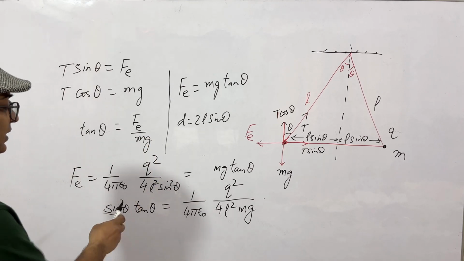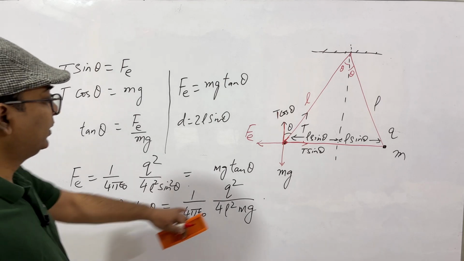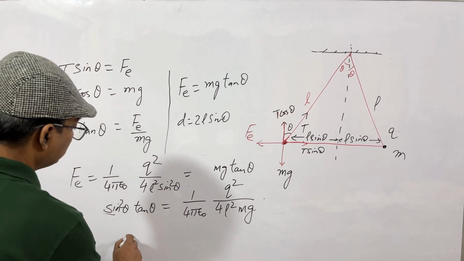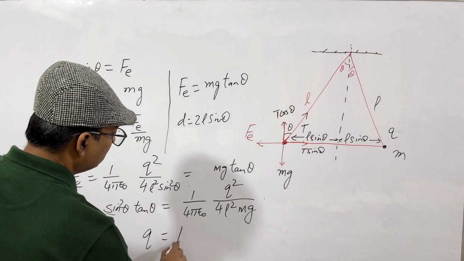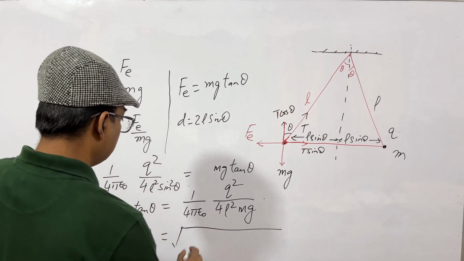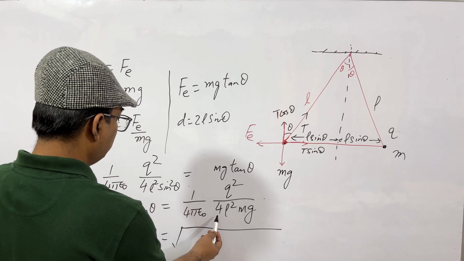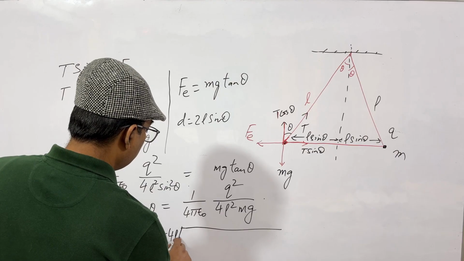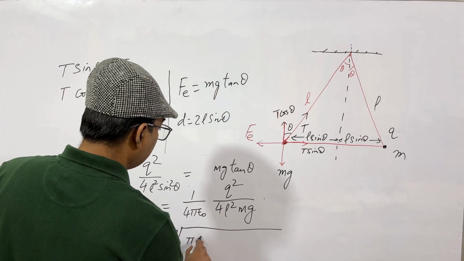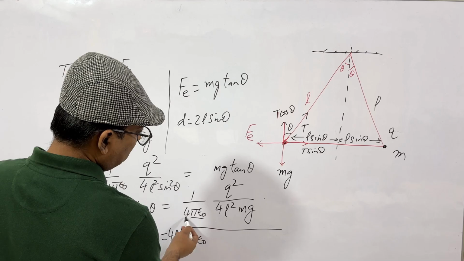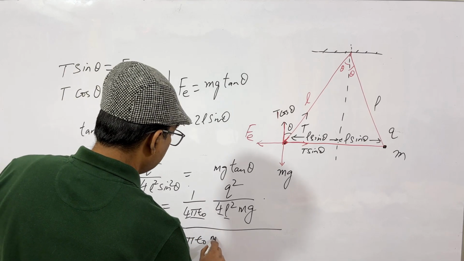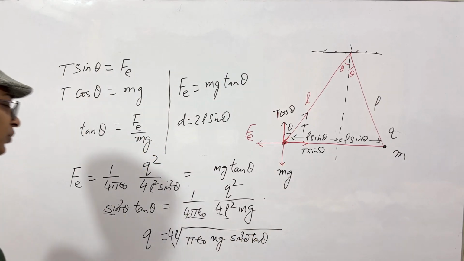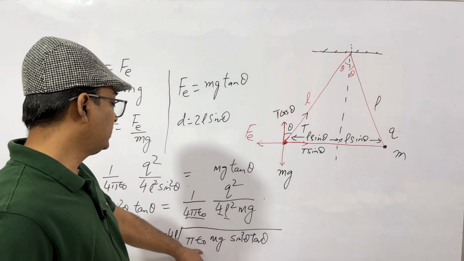The question is to find the charge in this form. What will be Q in these variables? We have to express Q in these variables. So Q will be under root of this into this. The 4 can come out, L can come out, so we take 4L out, and we get pi epsilon 0, mg, and then sin square theta tan theta. So we have charge in terms of theta, mg, and pi epsilon 0 are constants.